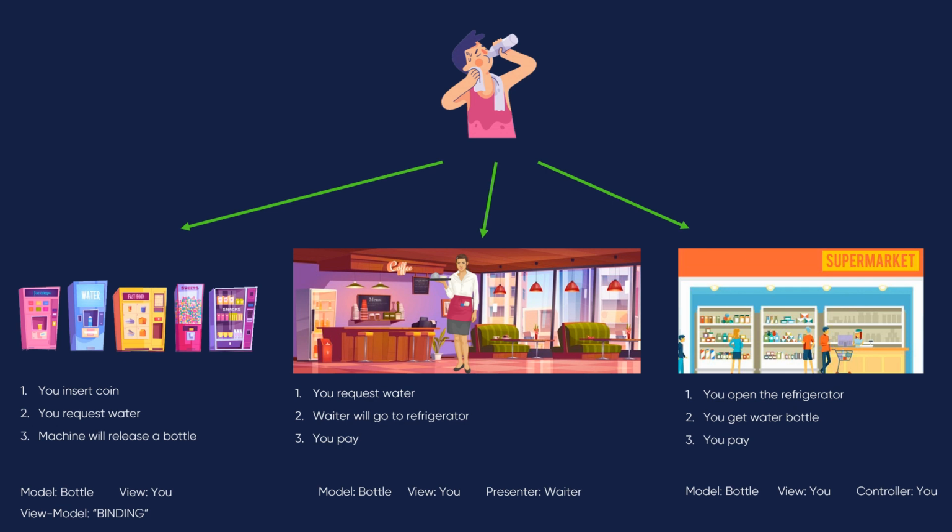Okay? So the first one is a pattern called MVC, Model View Controller. The model is the bottle of water. The view, you are the viewer, and the controller, because you are you. Because you pay, you get the water, and you open the refrigerator by yourself. You did everything. Okay?